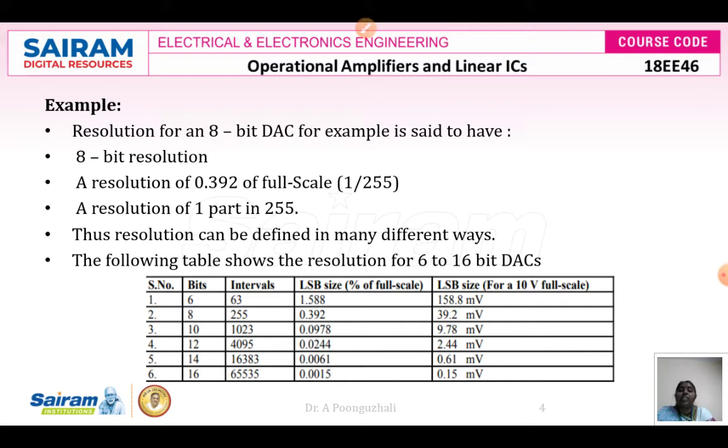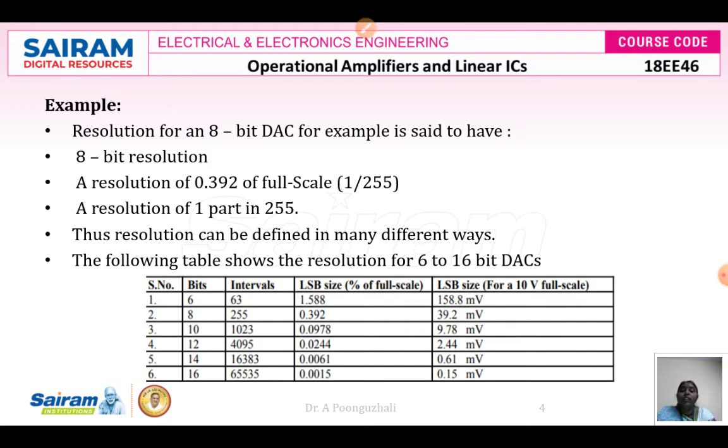Here we have a table which shows the resolution for 6 to 16 bits. If I am going to have 6 bits, the number of intervals is going to be 2 power n minus 1, so it is 63. Then in that case the LSB size is going to be 1 by 63, which is 1.588 percent of full scale. So the LSB size in volts is going to be 158.8 millivolts.